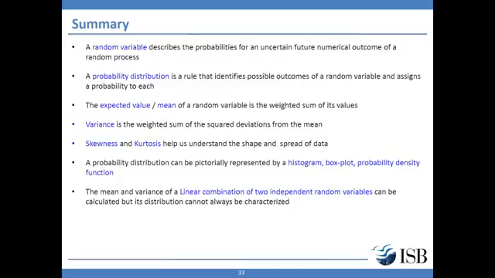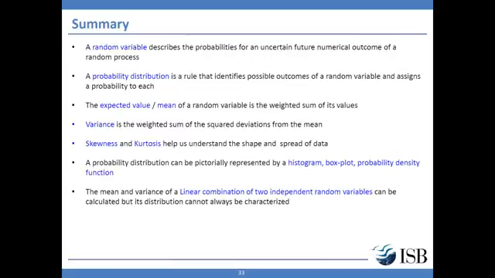Alright, before stopping, let's quickly go through what we learned in this tutorial. First of all, a random variable describes the probabilities for an uncertain numerical outcome of a random process. For example, marks in an exam or sales for a given period. A probability distribution is a rule that identifies possible outcomes of a random variable and assigns probability to each of them. We then learnt that an expected value or the mean is a numerical summary measure for any random variable and is defined as the weighted sum of its values. Another measure we learnt was variance, and it is defined as the weighted sum of squared deviations from the mean.